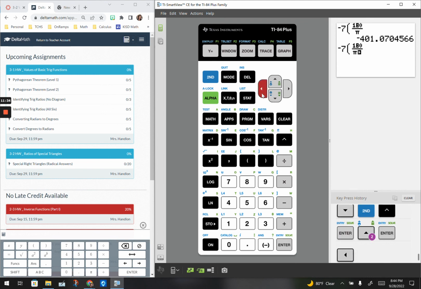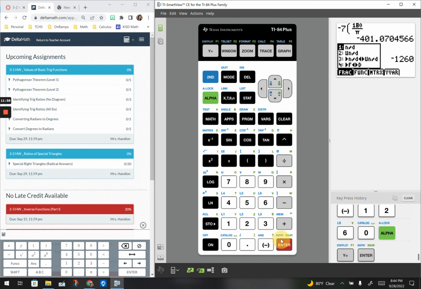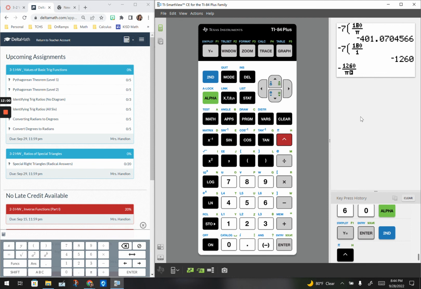So your answer, what you would type in Delta Math is -1260. But this time, remember, the pi is in the denominator where you hit it. So in Delta Math, you would actually type it like this, -1260 over pi. So whenever you take out the pi and replace it with a 1, pay attention to where the pi was in the original place, because you need to put it back in your final answer in the same spot.